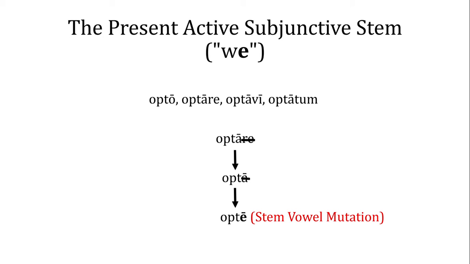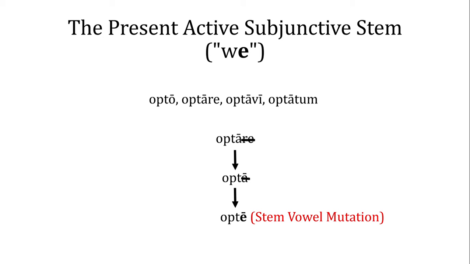Now, why do I have "we" written up there? If you remember when I first introduced this to you, it's a long time ago, I told you about "We Fear All Liars" as a way to remember the forms of the subjunctive stems throughout the conjugations. So "we" is the E. The E is highlighted there because that is the stem vowel mutation.